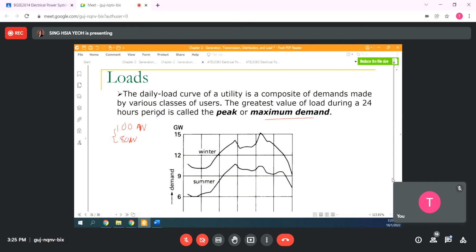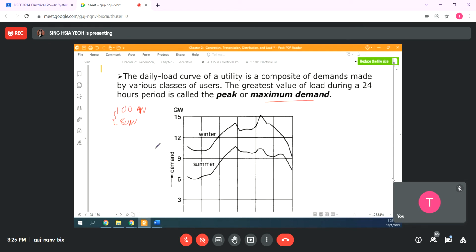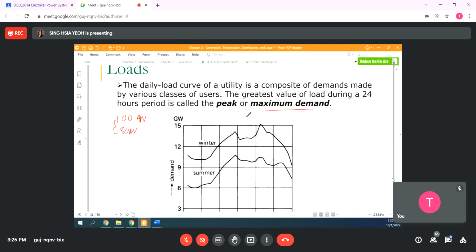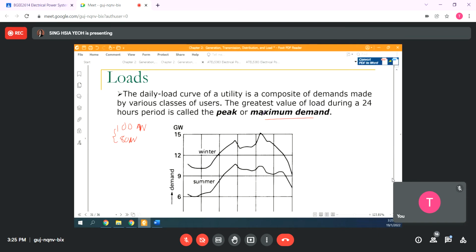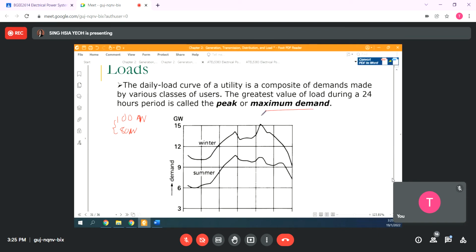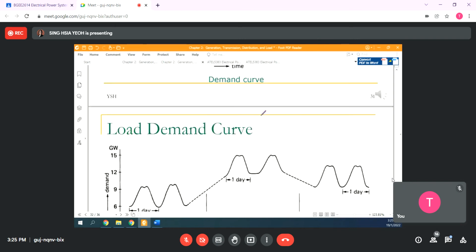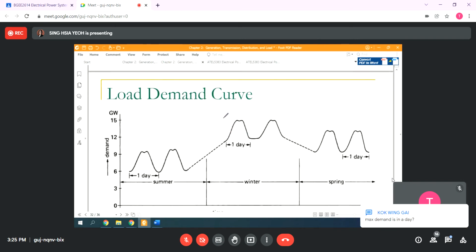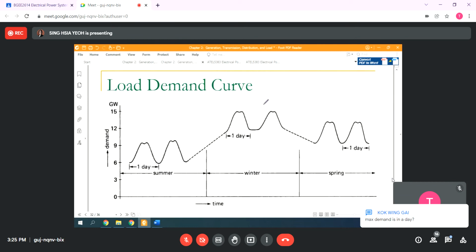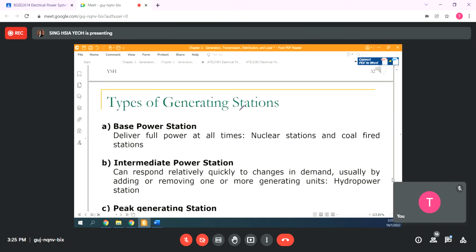So, can you understand this maximum demand now? It's actually very important to know the maximum demand. Then we have the load demand curve. And what you need to know now is actually this.